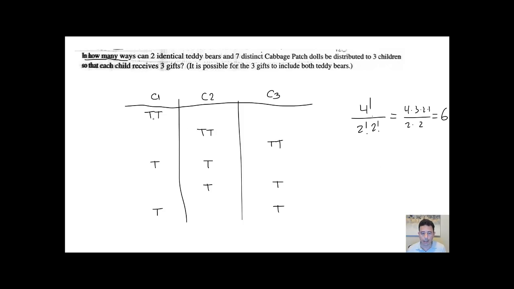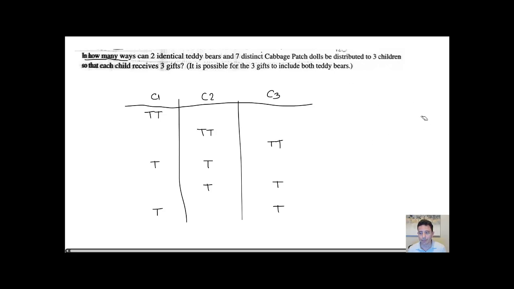And I listed all of them here, right? 2 teddy bears here, 2 teddy bears here, and then here. Another possibility would be a teddy bear here and here, and then 1 here and 1 here, and the last one, a teddy bear for this first child and a teddy bear for the last child. Okay, now it's time to distribute the distinct elements.